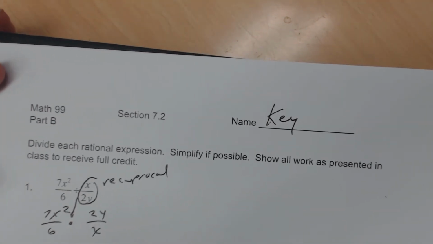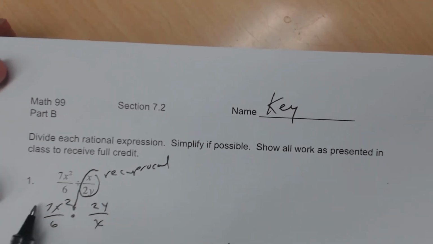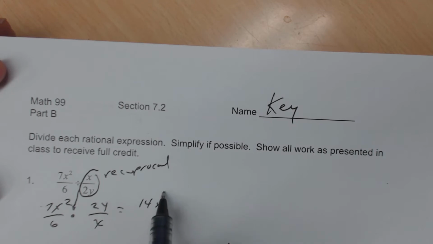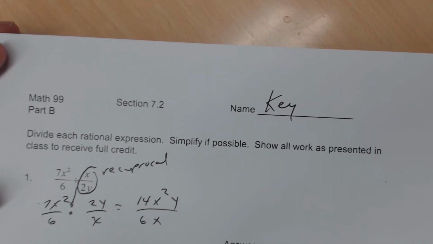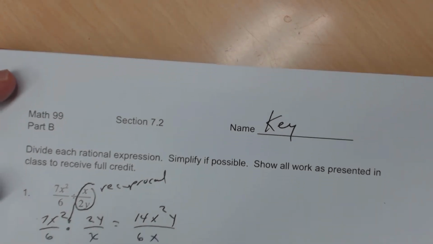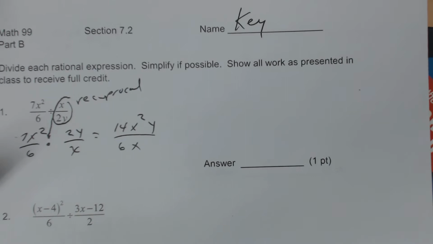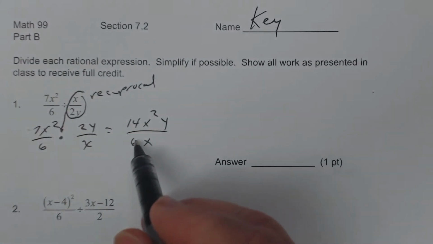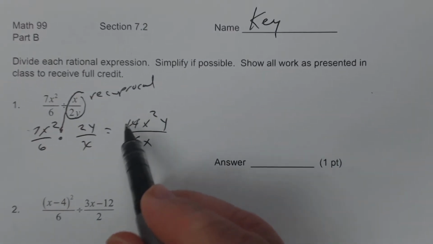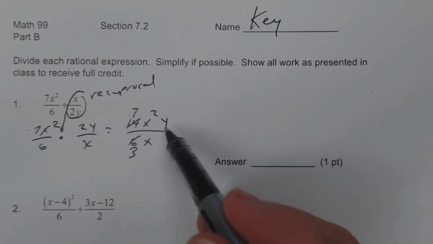And now you do this just like you did in the previous lesson. So all these are monomial factors. I'm going to just go ahead and multiply the numerators together. I'm going to get 14x squared y divided by, and then the denominators will be 6x. All right, so that's where I'm at. And now you're going to reduce. When you reduce, you're going to get 2 into 6 is 3, and 2 into 14 is 7.